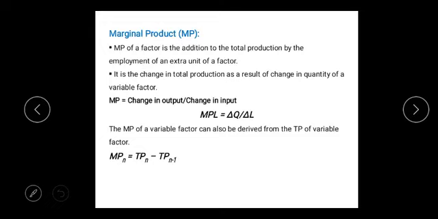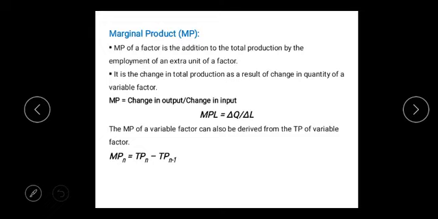So simply, marginal product is the change in total production as a result of change in quantity of a variable factor. Thus, marginal product is equal to change in output divided by change in input. If we take labor as a variable factor, then marginal product of labor can be calculated by MPL is equal to del Q divided by del L.